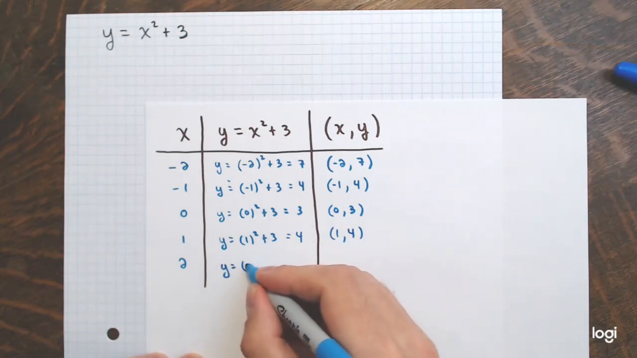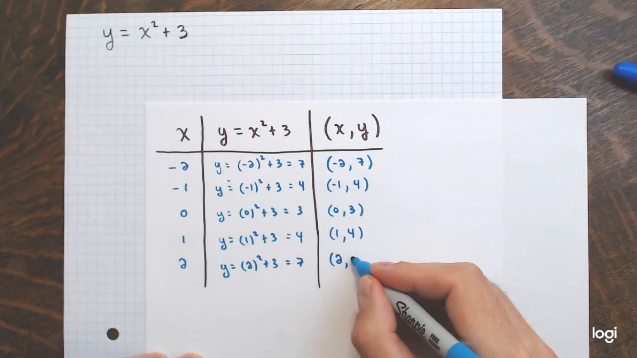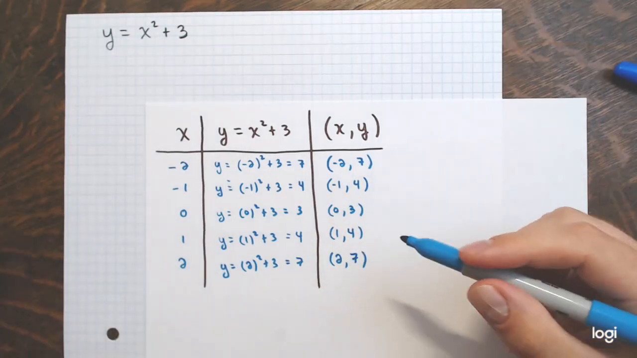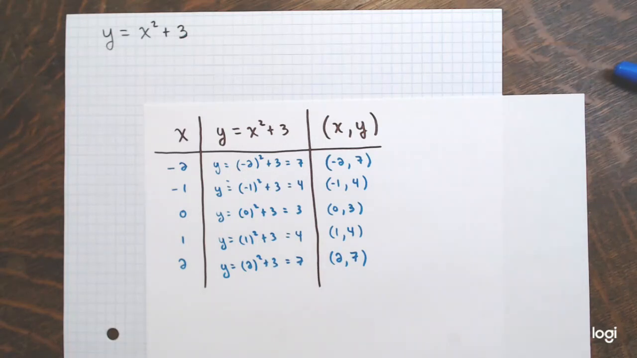And then finally 2 squared plus 3. 2 times 2 is 4, plus 3 is 7. So 2 for the x coordinate, 7 for the y coordinate. Again, I'll plot these 5 points, and maybe we'll see something, maybe we won't.